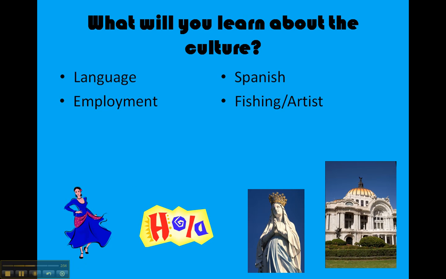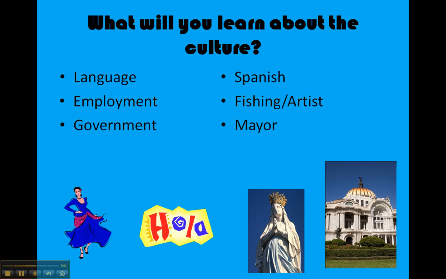What will you learn about the culture? Depending on the city that you choose, you need to provide the 5 following pieces of information. Here's an example for Playa del Carmen. Their language, of course, is Spanish. The employment. In Playa del Carmen, employment is either fishing or artistry. Those are the 2 major parts of employment.